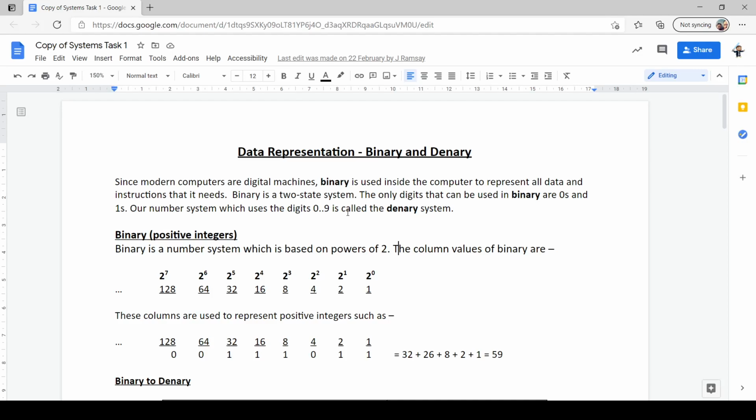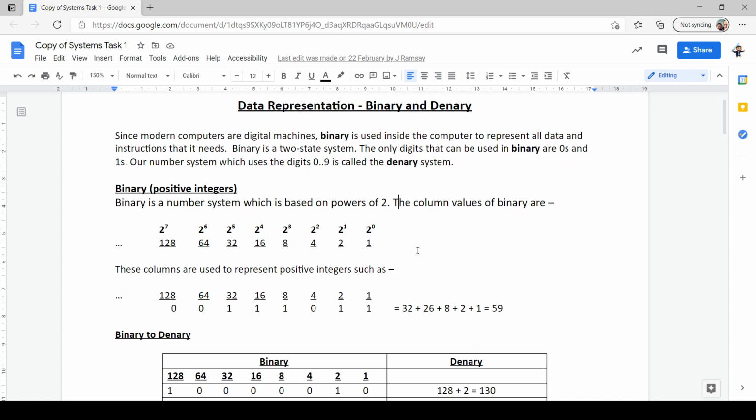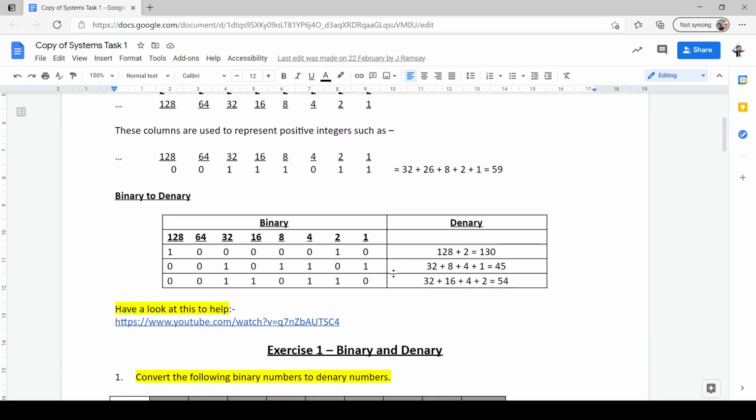Right guys, so today we're going to be looking at data representation in computer systems. We're going to be looking at binary numbers and what the word denary means. The point of this video is to help you convert binary numbers, which look like this here, into denary numbers, a number system that's more common to ourselves. It's the same number system we've been using since we could ever learn to count.